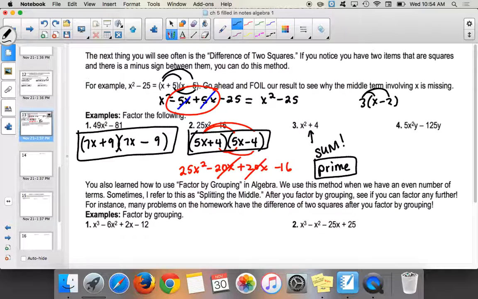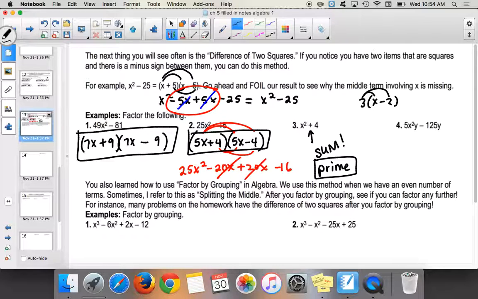So then we just leave it as that? Mm-hmm. Anything addition? Not anything addition. The sum of two squares. The sum of two squares does not factor. All right, now try this on your whiteboard. What are your guesses? What do you guys think?